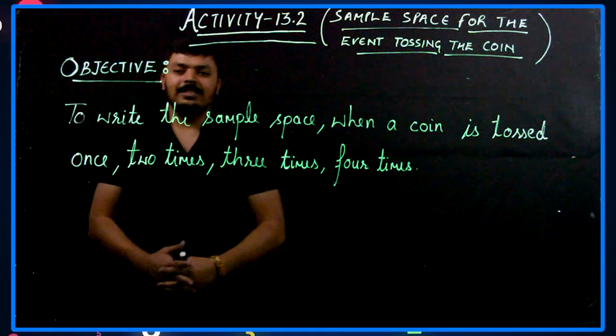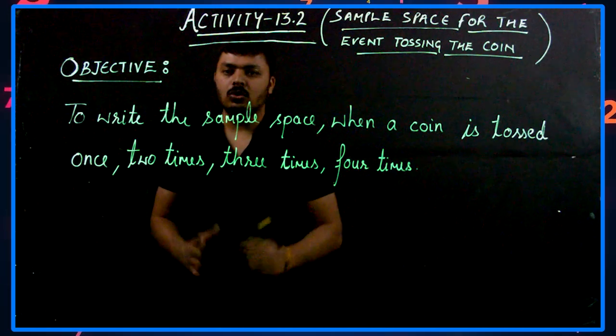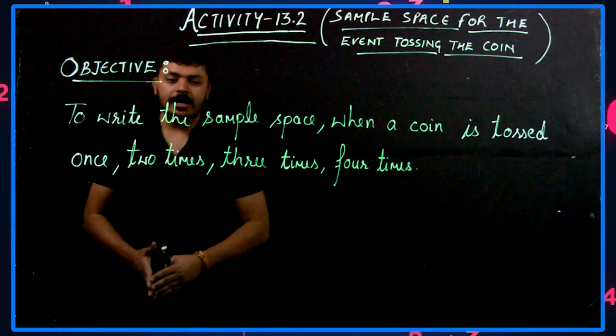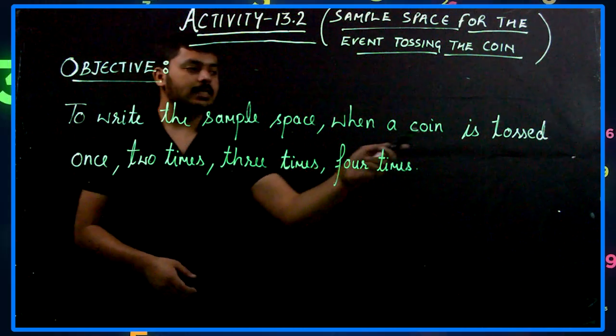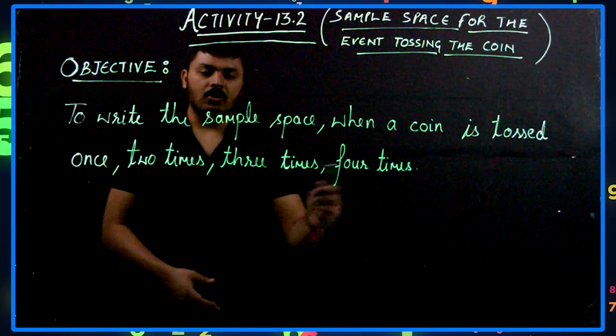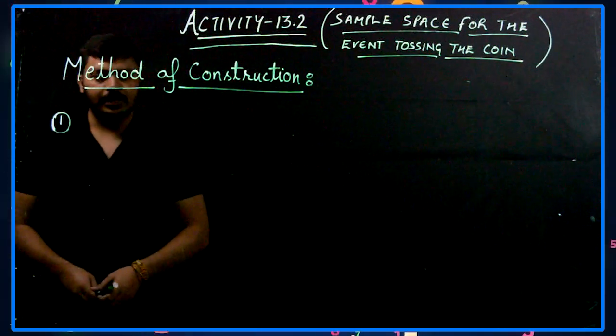So students, now let's start activity 13.2, sample space for the event tossing the coin. Our objective for this activity is to write the sample space when a coin is tossed once, 2 times, 3 times and 4 times. Now let's start the method of construction for the given activity.